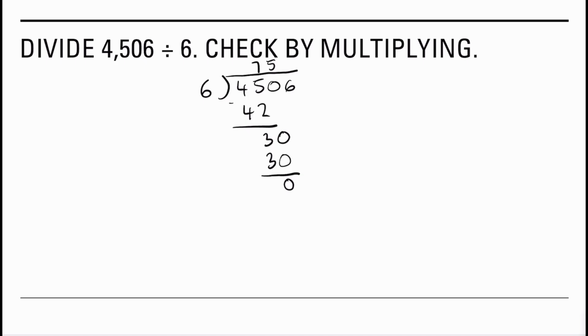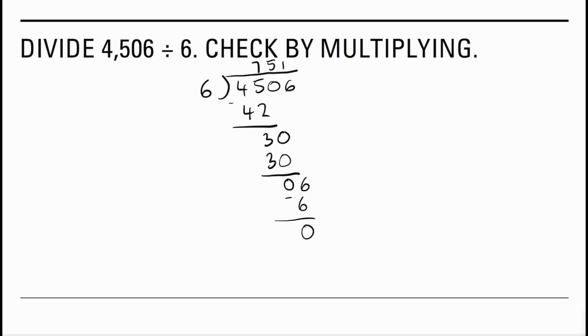Then we still have to remember, even though we've gotten a 0 there, we need to bring down the 6. And so we bring down the 6, and 0, 6 is really just 6. And so we go, how many times does 6 go into 6? Well, it goes in 1 time. And so then if we multiply, and we go 1 times 6, which is 6, and then we subtract these, we end up with 0.